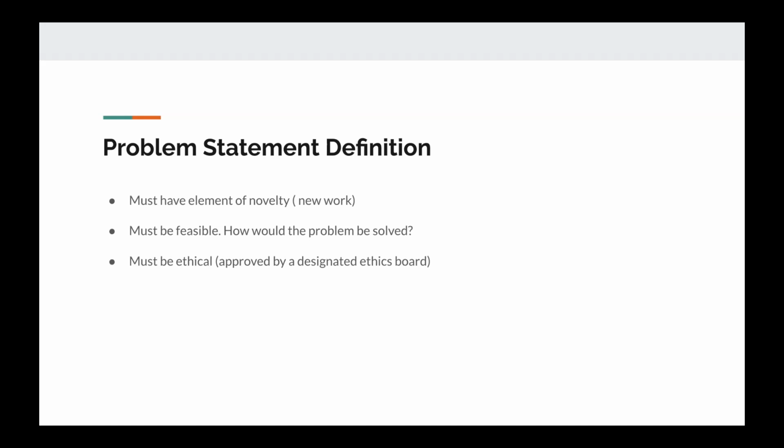And it must also be feasible. You should be able to solve the problem that you've described, given the methodology that you're proposing. And then you ensure that it's ethical, that the way you're collecting your data or other methodology involved in your project is ethical, doesn't harm anyone, and is approved by a designated ethics board.